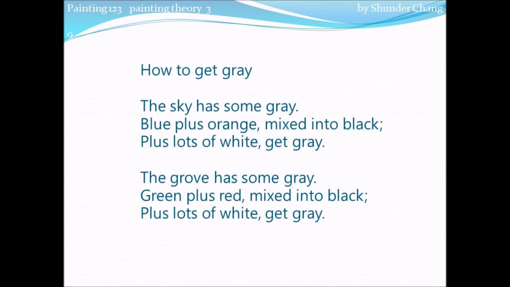How to get gray? The sky has some gray. Blue plus orange mixed into black, plus lots of white, gets gray. The grove has some gray. Green plus red mixed into black, plus lots of white, gets gray.